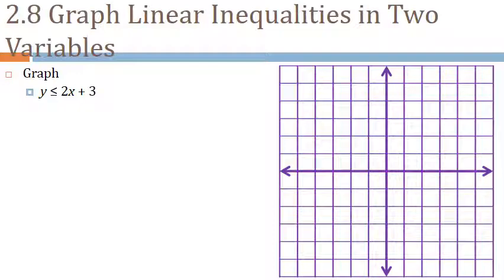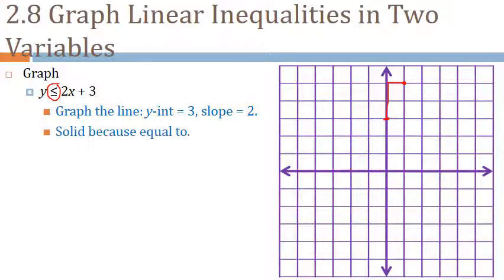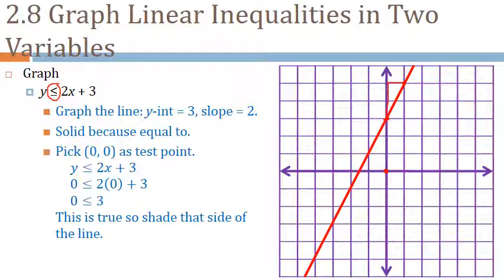Let's try another. If we compare this to y equals mx plus b, we can see that the y-intercept is 3, and our slope is 2, so that's up 2 and over 1. It'll be a solid line because it's less than or equal to. For the shading, let's pick a point. Conveniently, 0, 0 is an option. Our line does not go through it. So we'll plug in 0, 0. x is 0, y is 0. Fill it in and you get 0 is less than or equal to 3. That's true. So we will shade the side of the line with the point 0, 0.